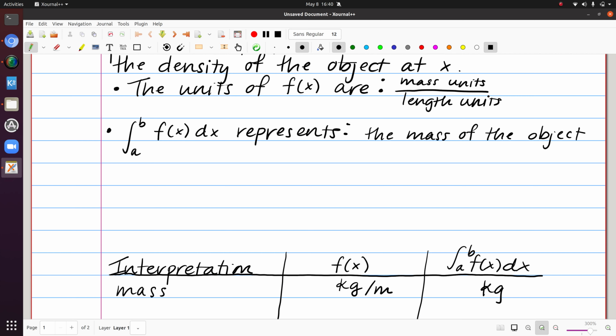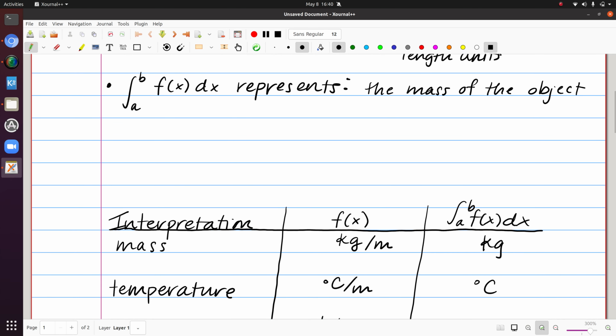For instance, suppose that the density function was measured in kilograms per meter. Then if you were to integrate f of x, what you would get would have units kilograms. One way to interpret that, you can think about in general, when you're integrating, you multiply the units of the integrand and the units of the independent variable. x here would be measured in terms of meters.